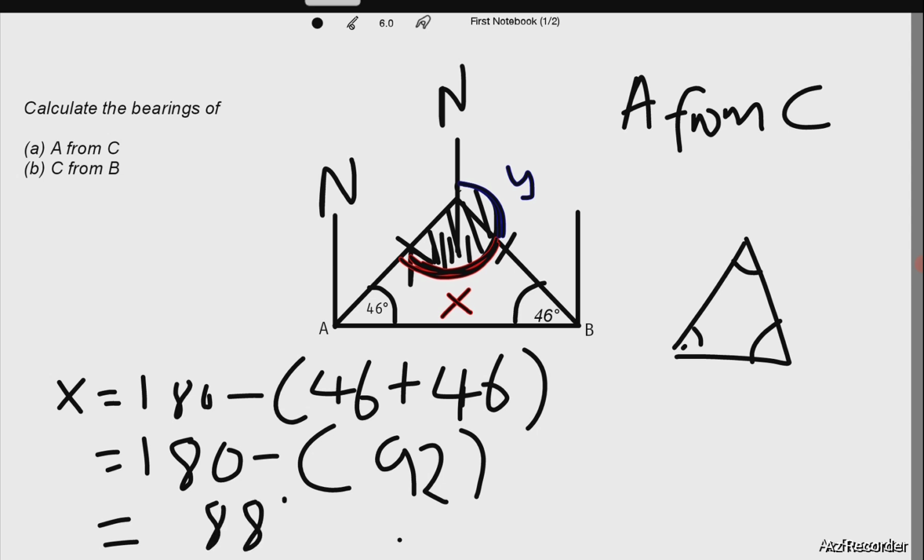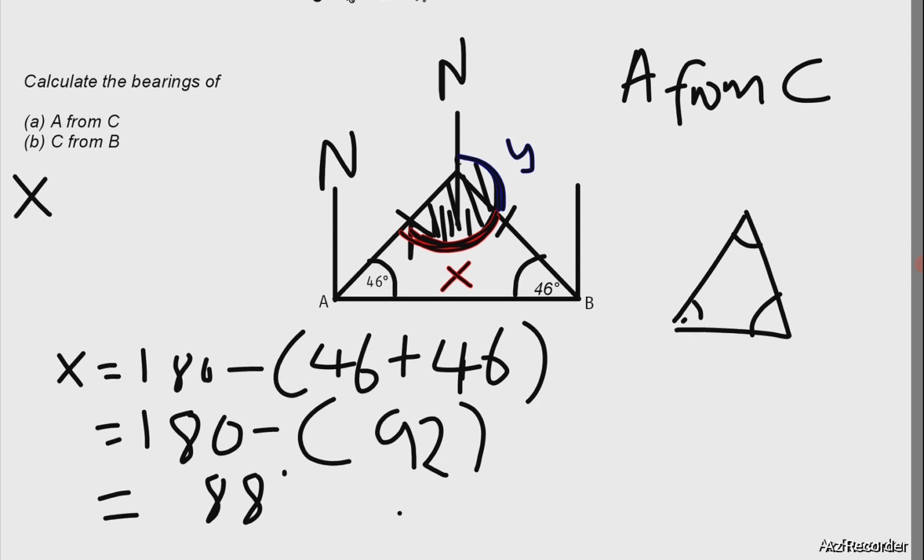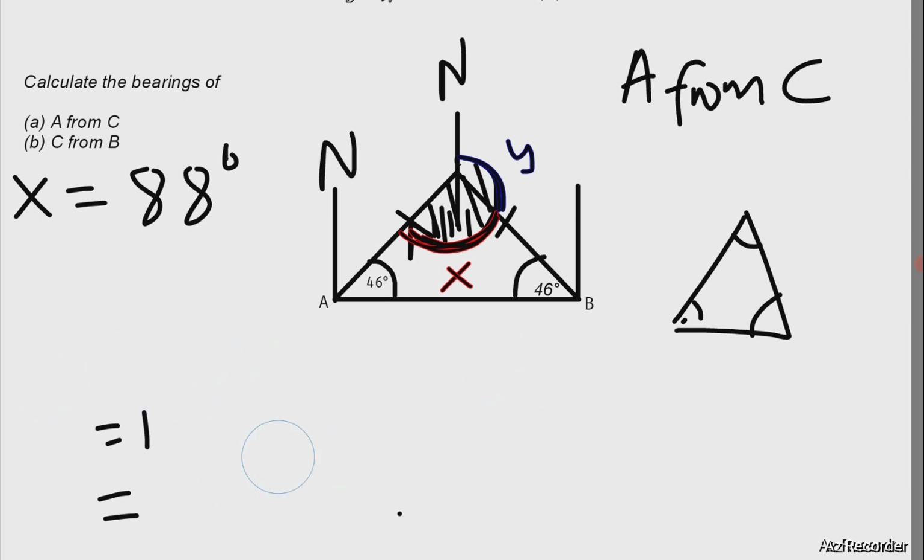Now the only thing that you need to find is what? Y. Okay, so we're going to save this one here. X is 88 degrees. Then let's find Y now. This is where we need to apply properties of bearings. So to find Y, we can do this.